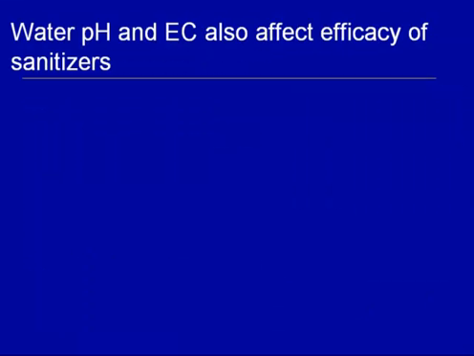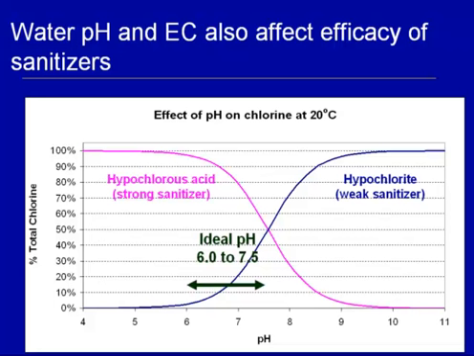Water pH and EC also affect the efficacy of sanitizers. Here's an example. We typically think of pH, EC, and so on in terms of plant health, but it also interacts with chlorine. Along the horizontal axis, we're seeing increasing pH. On the vertical axis, there is the percentage of all of the chlorine in a bleach solution here.